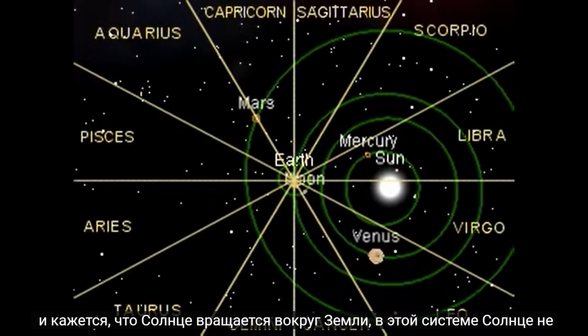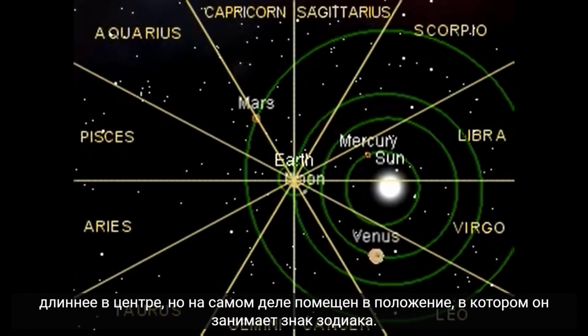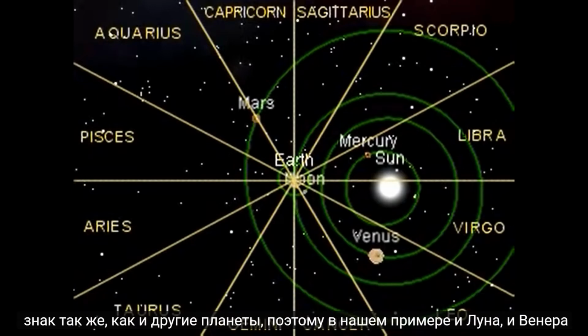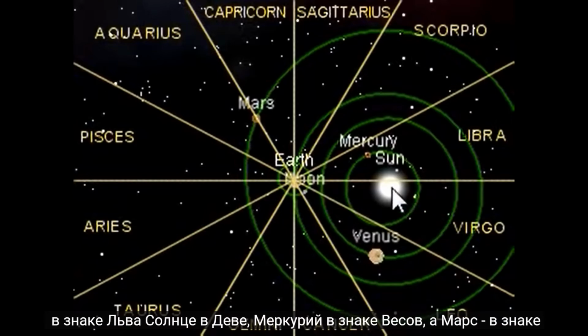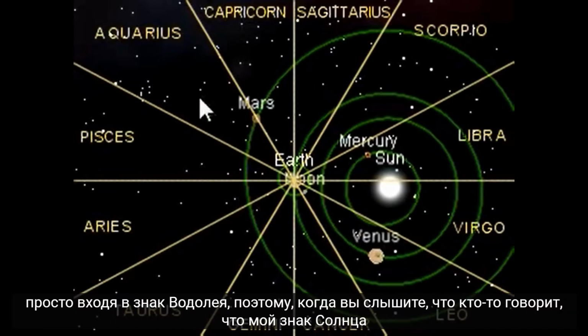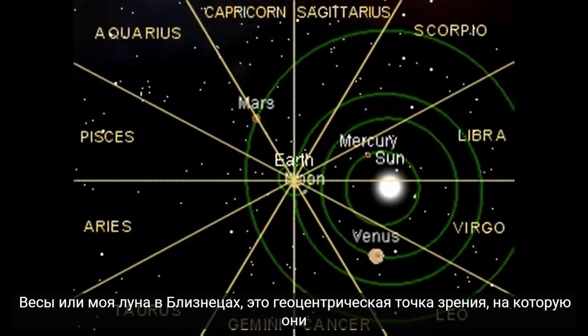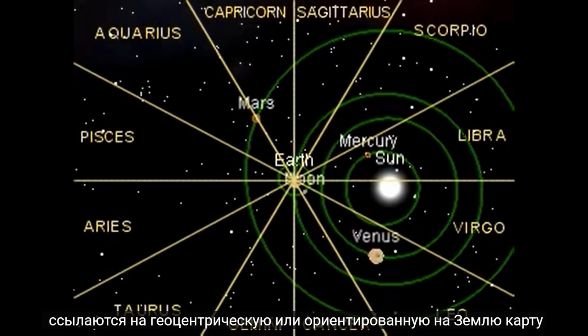In this system, the Sun is no longer at the center, but actually is put in a position where it occupies a zodiac sign just like the other planets. So in our example, both the Moon and Venus are in the sign Leo. The Sun is in Virgo, Mercury is in the sign Libra, and Mars is just entering into the sign Aquarius. So when you hear someone say, "My sun sign is Libra," or "My moon is in Gemini," it is this geocentric point of view to which they are referring.